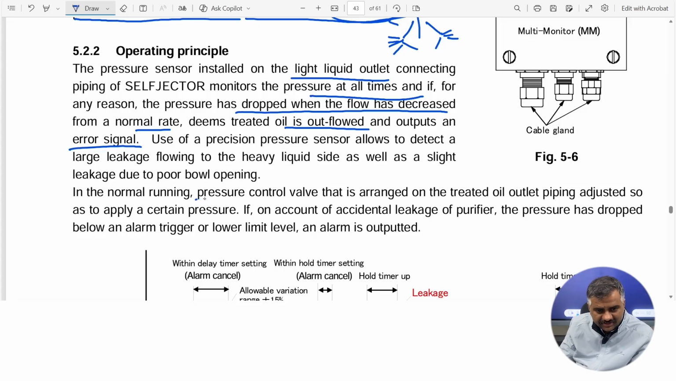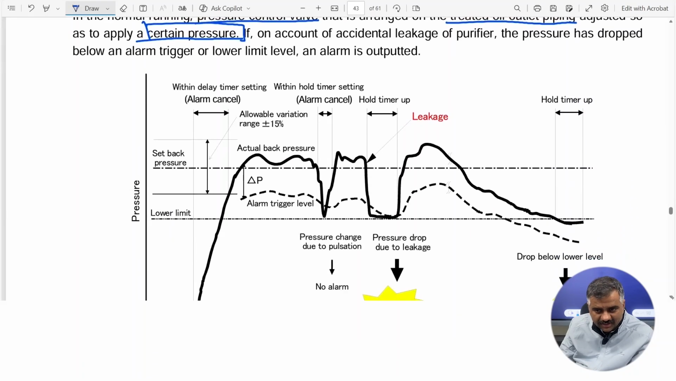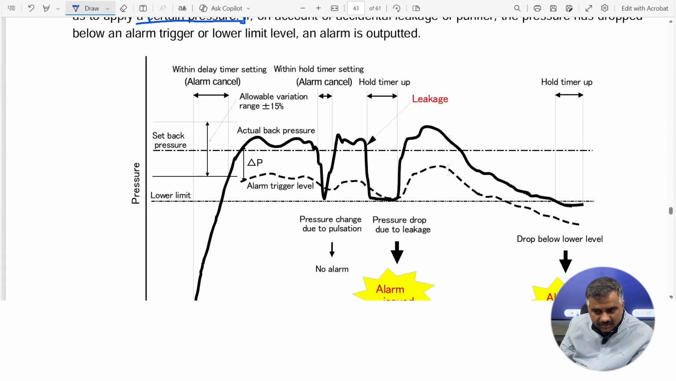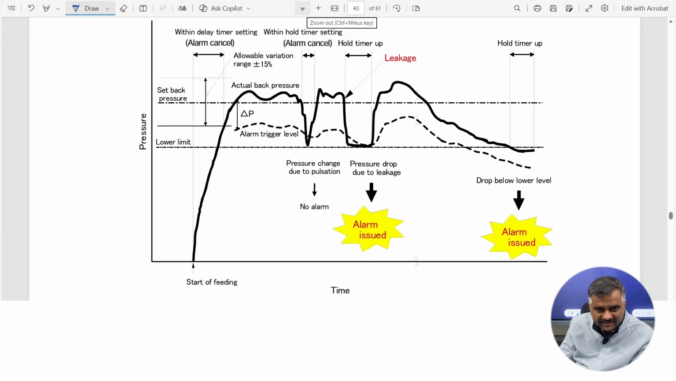In normal running, the pressure control valve or the back pressure valve is the one which is arranged to measure the pressure, and this back pressure valve will apply a certain pressure in the purifier bowl and maintain the E line, so that the pressure drop does not take place. Okay, now let us understand this phenomenon with this graph.